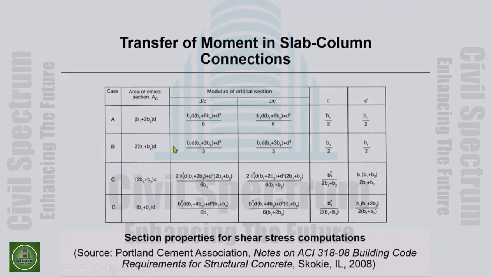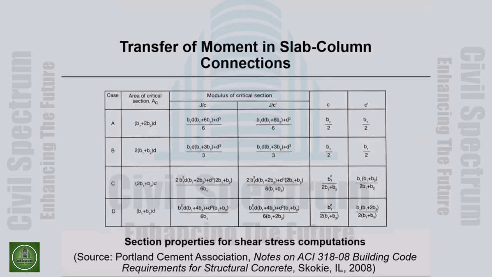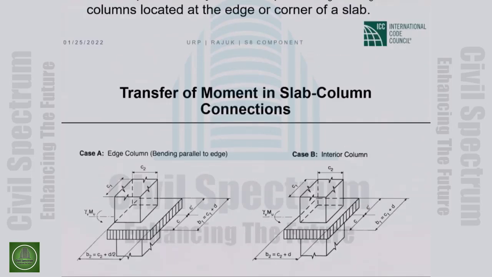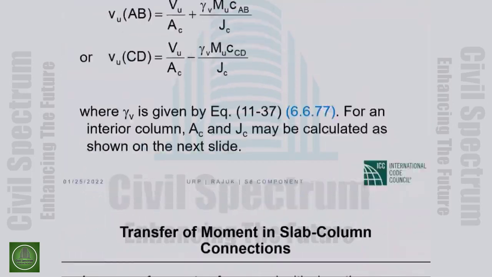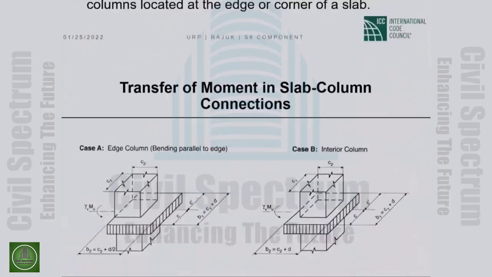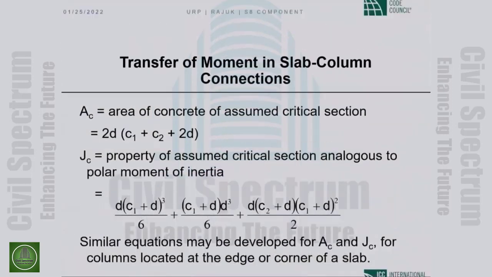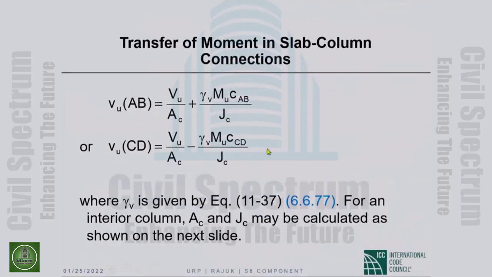The B, remember, is interior column, and C is edge column where the bending is perpendicular to the edge. So these formulas are the same as what you see in that table. So there is no point in spending time on that. So you can go directly from this picture. Okay, this picture tells you you need J sub C and C over B. It is always J over C.